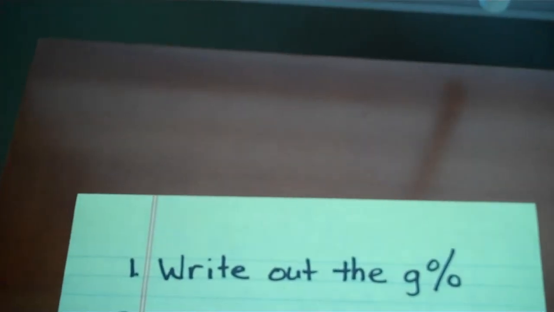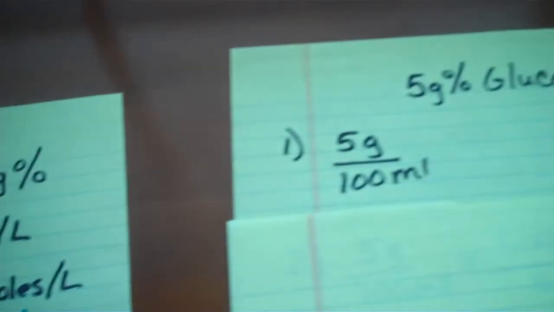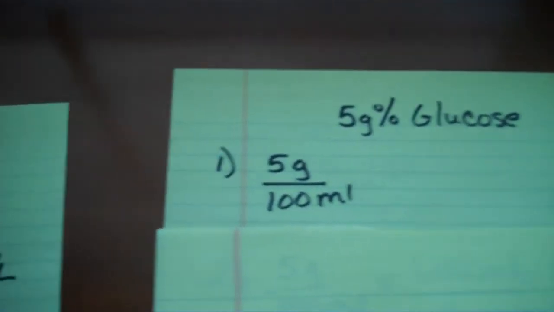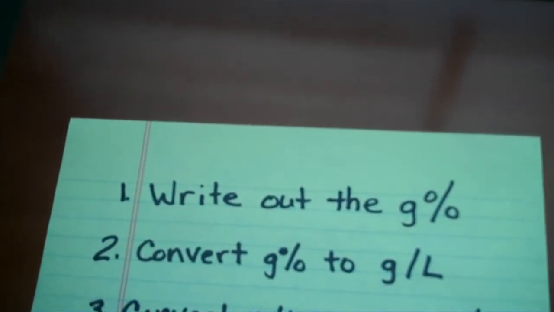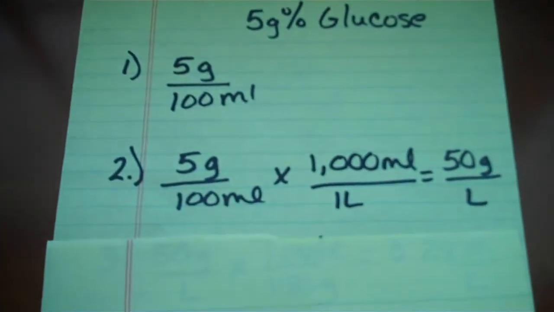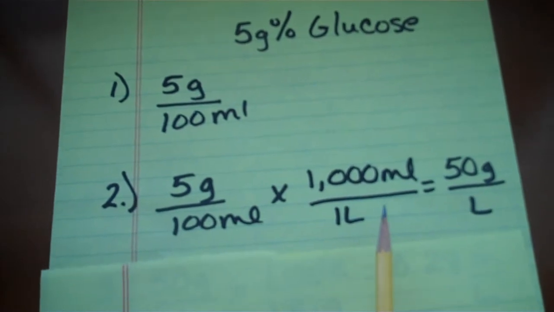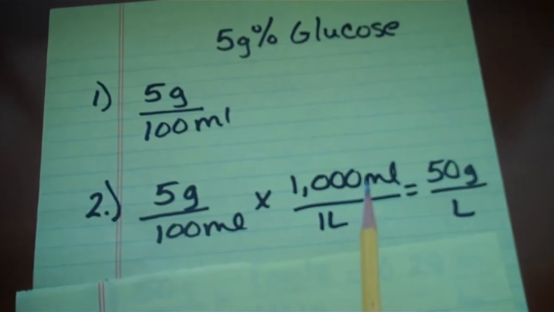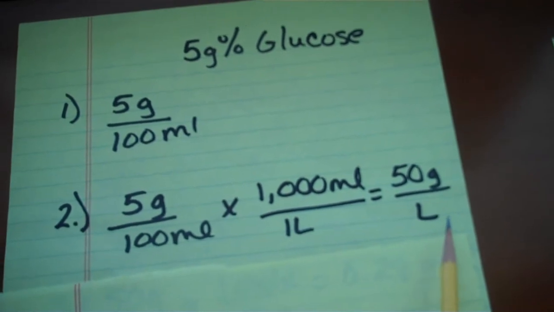As with our previous segment, the first step is to write out the 5 grams percent as an actual mathematical term. 5 grams percent means 5 grams in 100 milliliters. Step 2. Convert the grams percent to grams per liter. In order to do this, we simply multiply the 5 grams per 100 milliliters times there are 1,000 milliliters for every liter. The milliliter terms will cancel each other out, and we are left with 50 grams of glucose for every liter of solution.